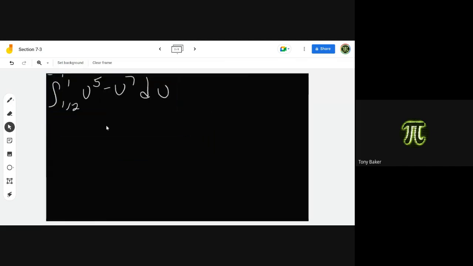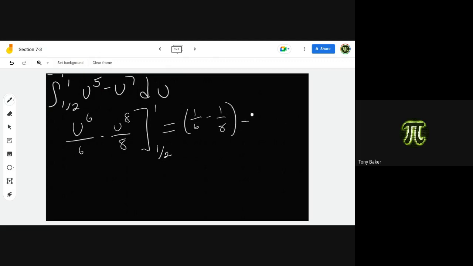All right, so now we just got to do our integral. So I've got u to the 6th over 6 minus u to the 8th over 8, and we're evaluating this from 1/2 to 1. So I have 1/6 minus 1/8, minus 2 to the 6th power is 64. And 64 times 6 is, I can't do it in my head.